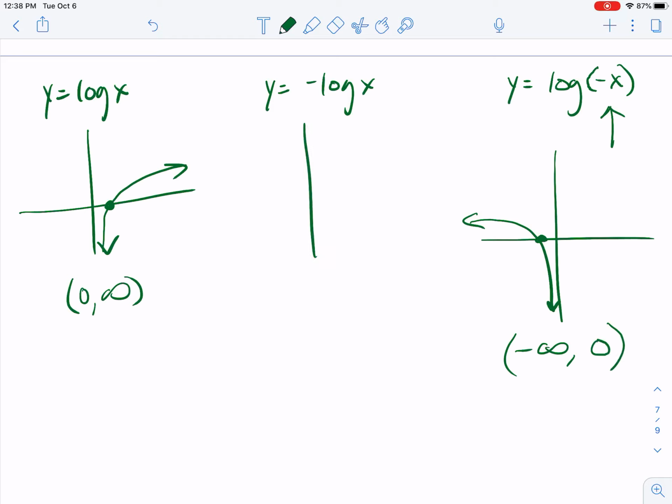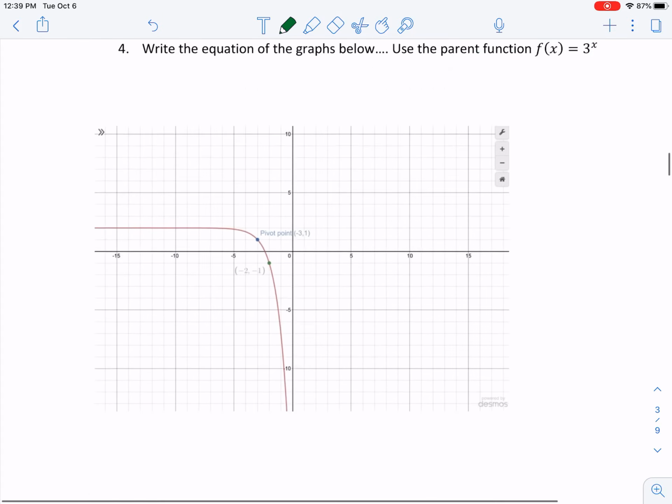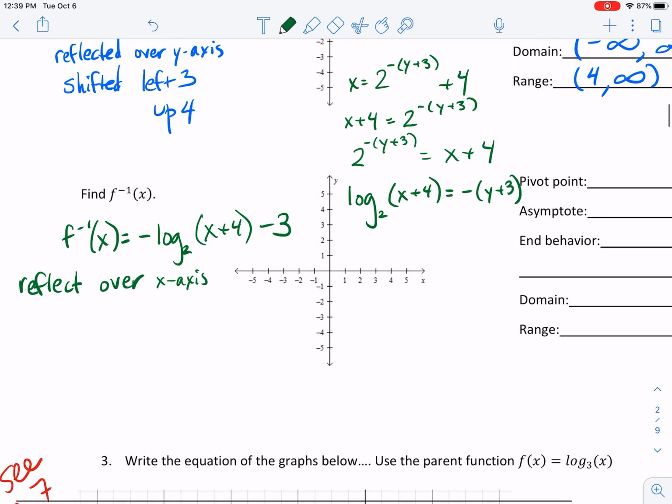This one, however, would reflect over the y-axis. And these rules are always the same, but sometimes I forget, and so this is just how I think through it when I forget. This one's going to reflect over the x-axis, and so it's going to do something more like that. Okay, coming back. There's a lot of mess. I'm so sorry. In a perfect world, it's not a perfect world.